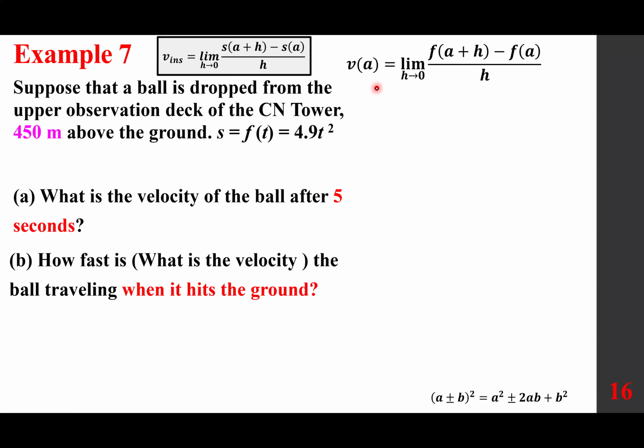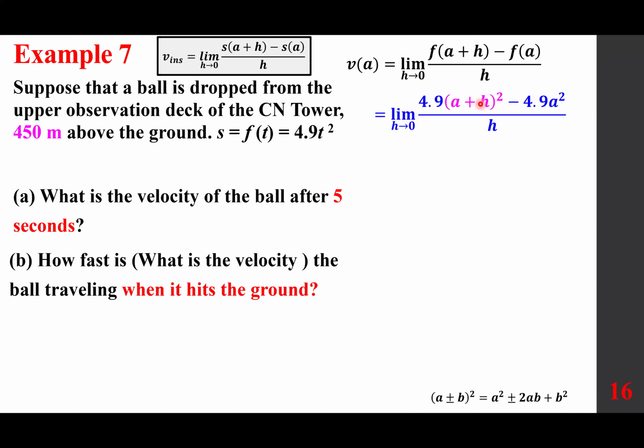And in this case, I'm going to stick with a for now. I'm not going to change the a to 5. I'm going to keep it as a. When it's finished, it's a function of a, and then you see the advantage as we go through that. Therefore, f of a plus h would be 4.9 times (a plus h) squared, minus f of a, which would be 4.9 a squared. The limit remains, and the h in the denominator remains.